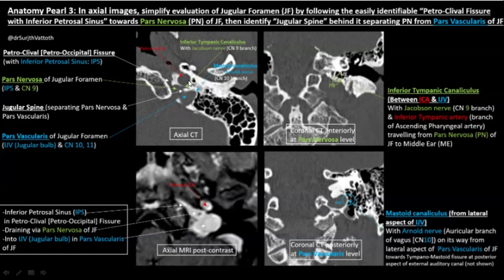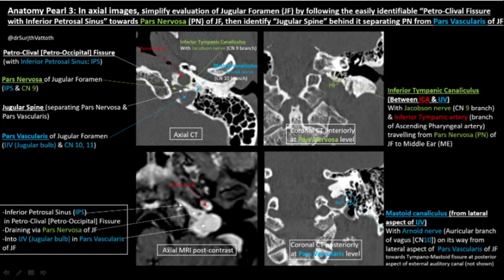Here we can see the carotid. This is the CT scan. So this is the carotid canal where the internal carotid artery enters the skull. This is the jugular foramen, which is divided into two. Anteriorly, the green one is showing the pars nervosa, where the inferior petrosal sinus and cranial nerve 9, that is glossopharyngeal, are traversing. This is the jugular spine. And then posteriorly, we have the pars vascularis, where the internal jugular vein forms, where the sigmoid sinus drains into the internal jugular vein, and we have cranial nerves 10 and 11 both.